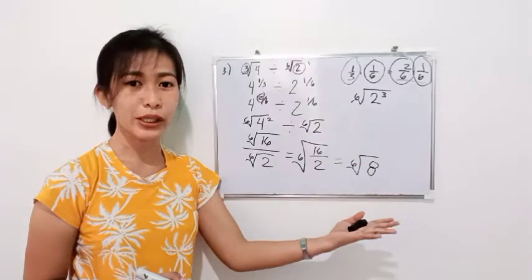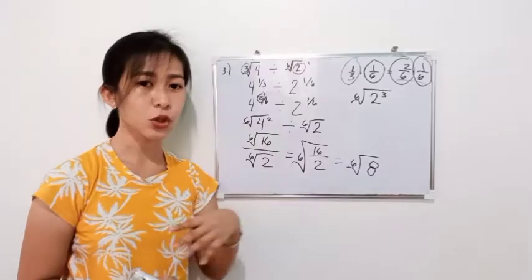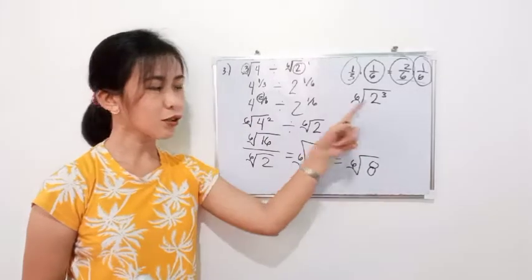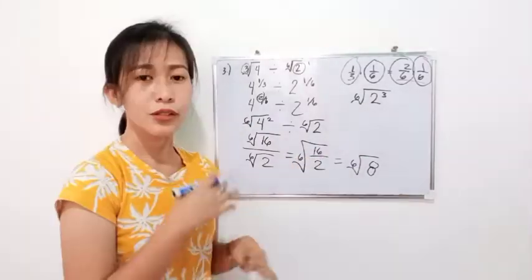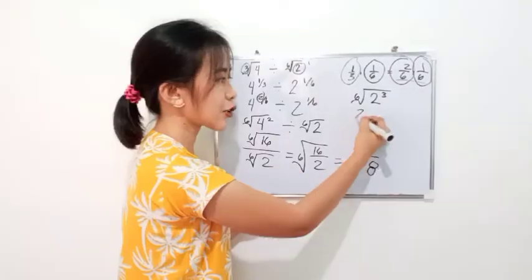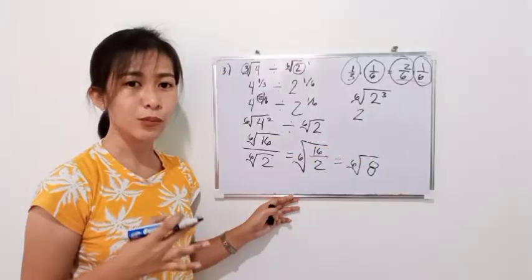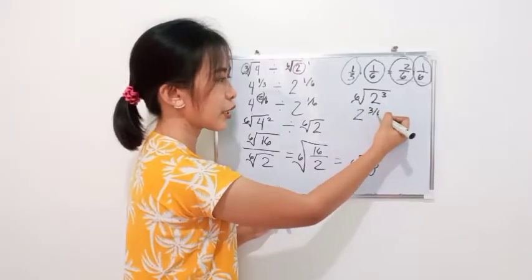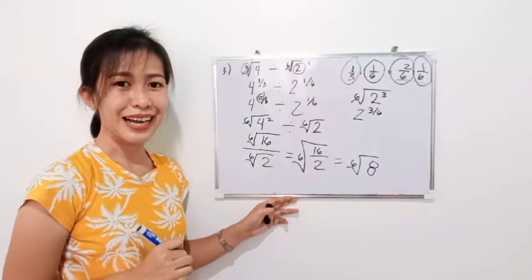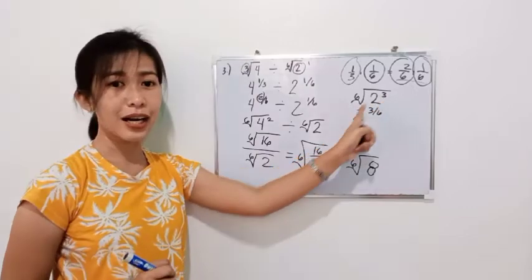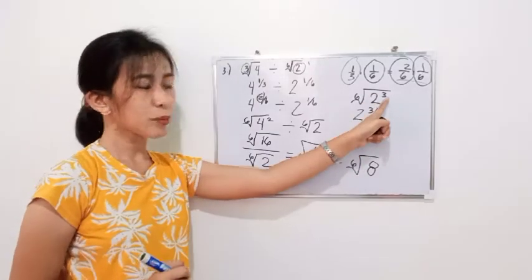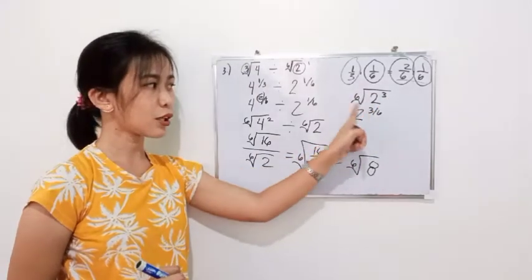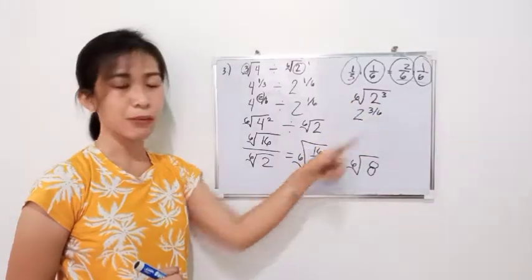Hindi nyo siya mahanap kasi sa square root and sa 4th root, sa 5th root, 6th root. So, dito lang tayo mag-stick. Alright? So, what are we going to do next is na-transform natin ulit siya into an exponential form. We have 2 raised to 3 over 6. Ayan. Diba itong radical, ilalagay natin siya as base, and yung pinaka-exponent magiging numerator, and si index magiging denominator.